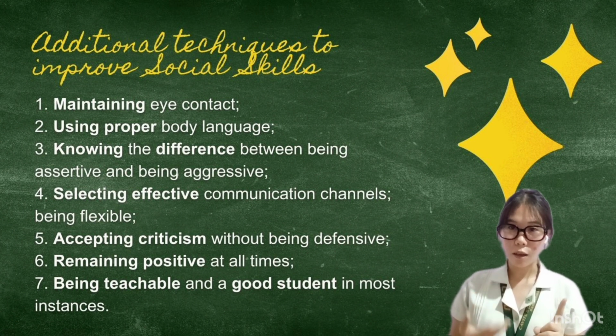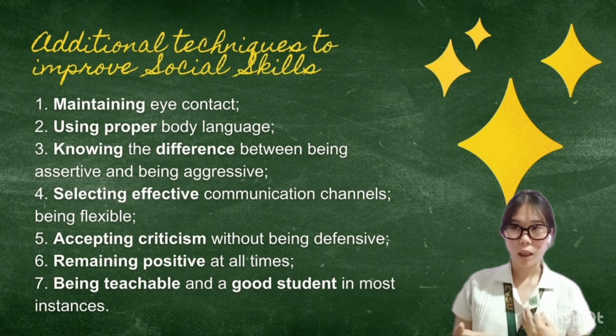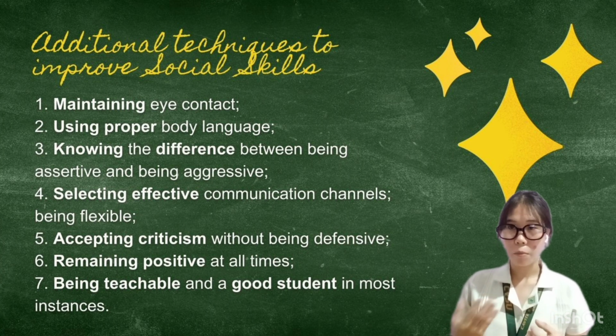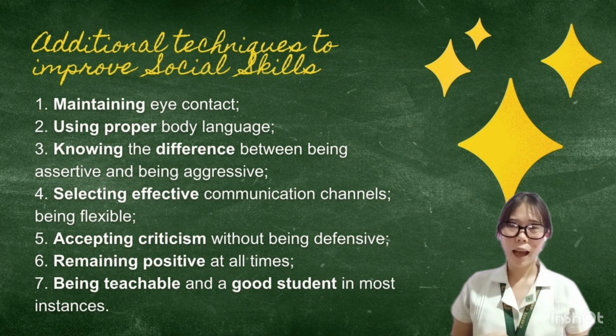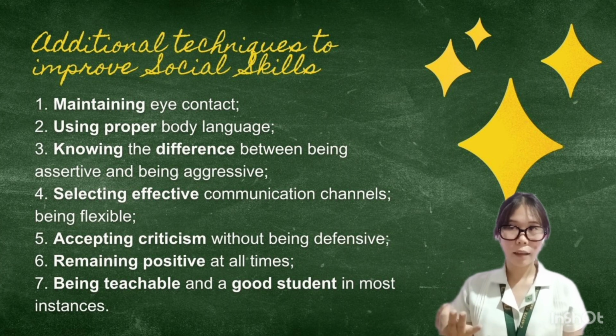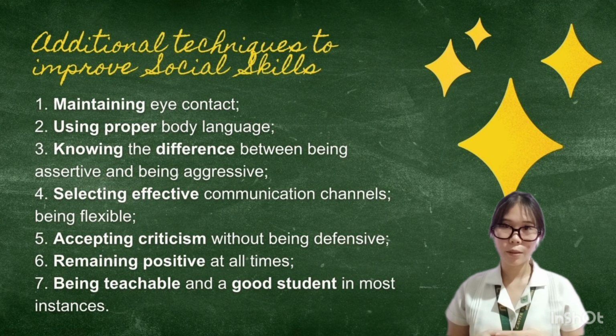So, first one is maintaining eye contact. Number two is using body language to convey engagement and confidence. Number three is knowing the difference between being assertive and being aggressive. This will ensure you express your needs clearly without dominating other people. Also, effective socializers excel at number four, selecting effective communication channels, choosing the best way to convey the message, whether it's in person or via text, email, or chat. So it's about being flexible to different people and under different situations.